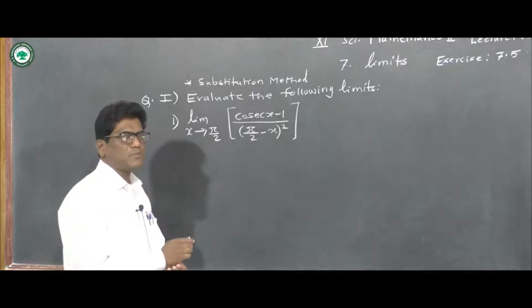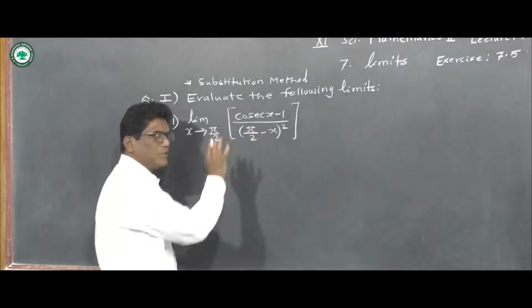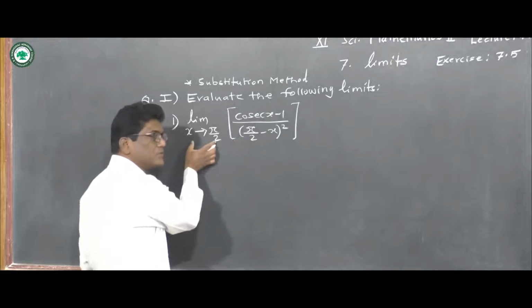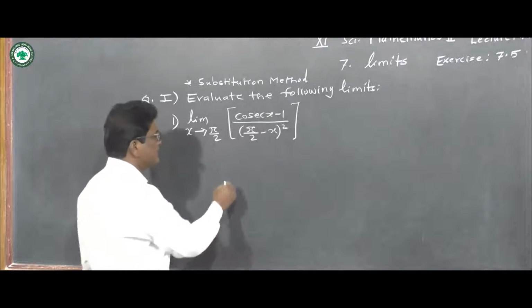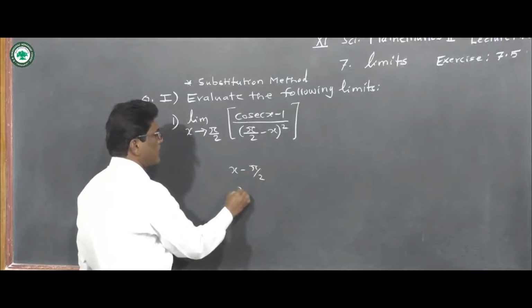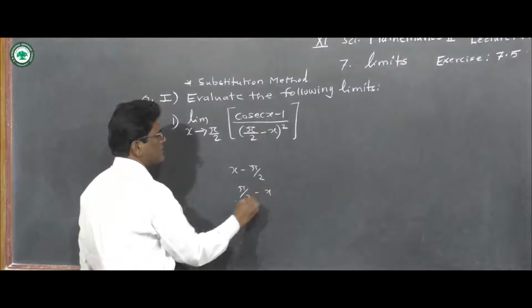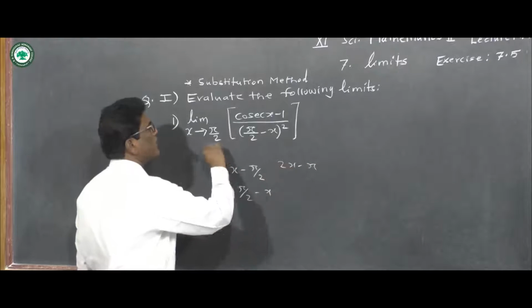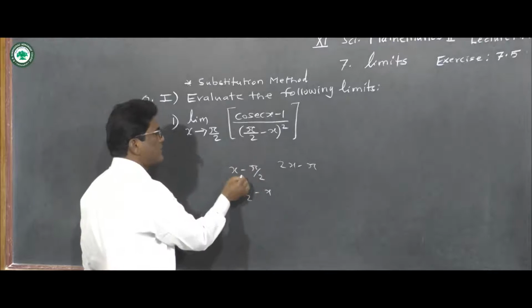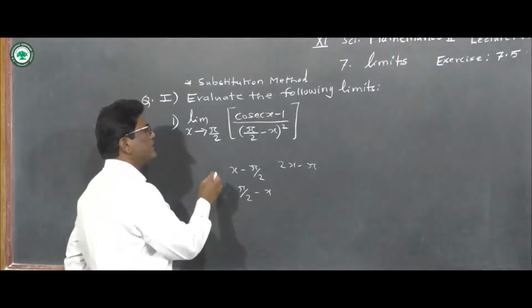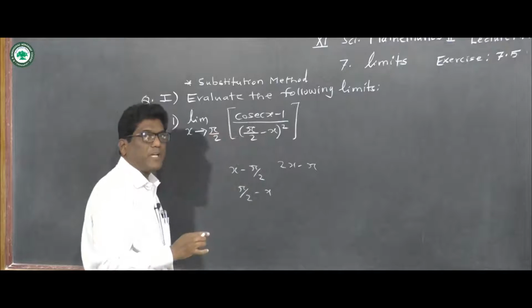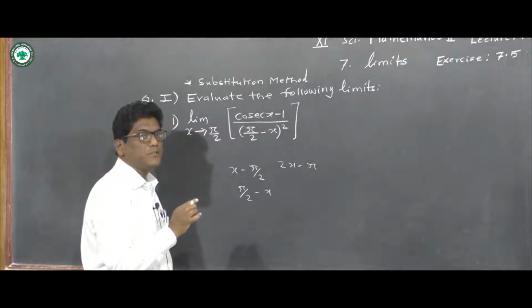To solve this problem we use substitution method, because in the denominator or numerator, majorly in the denominator, we have given the difference of these two directly or indirectly. That is x minus pi by 2 or pi by 2 minus x, or 2x minus pi, or x minus pi by 2. So we have given in the denominator direct or indirect subtraction. At that time we use substitution method.